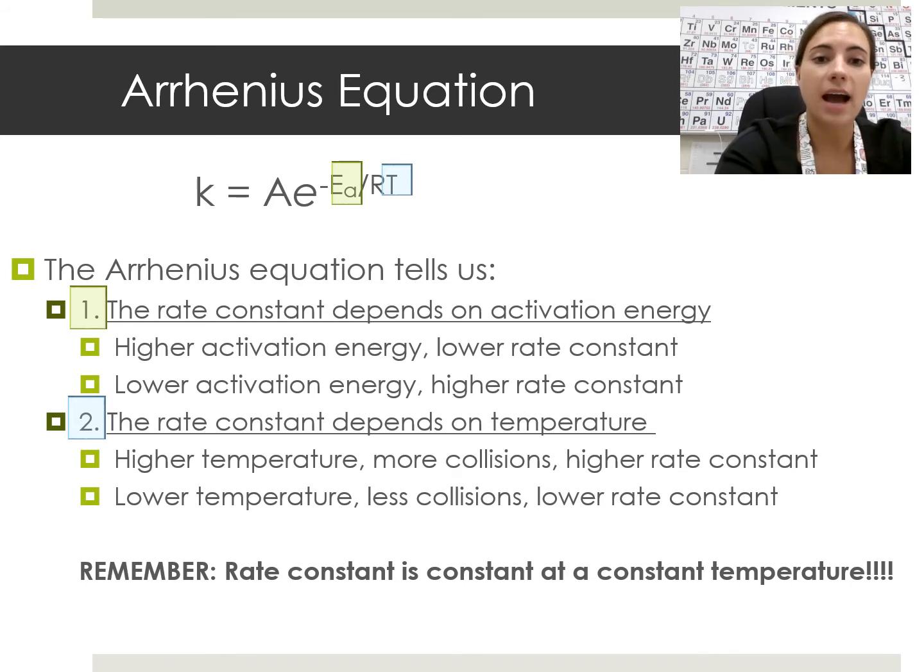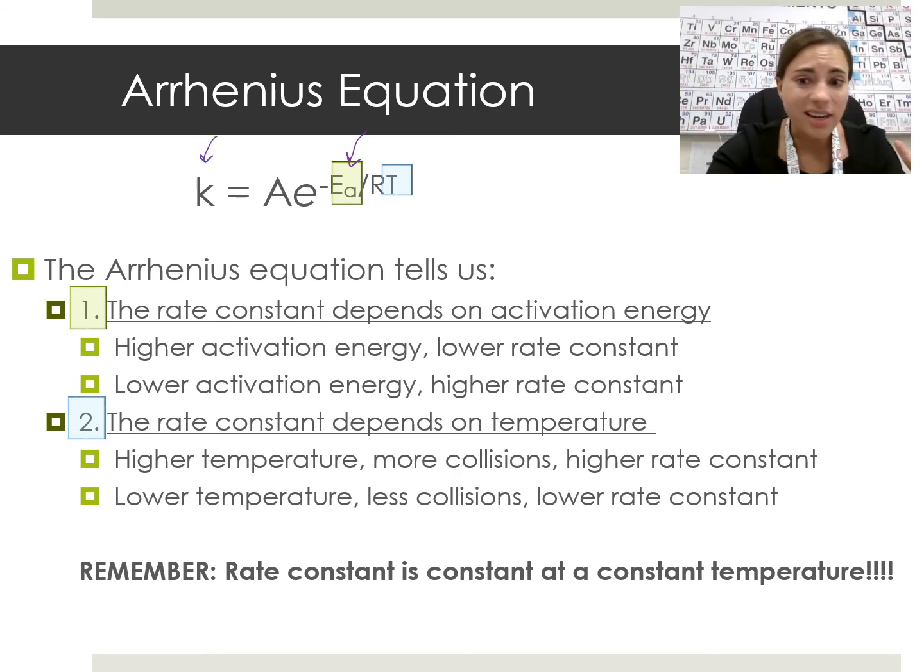If I have a higher activation energy, I'm going to have a lower rate constant. And that makes sense qualitatively, because if my activation energy is really high, my reaction is going to be slower, so I have a lower rate constant. And vice versa. If I have a lower activation energy, I'm going to have a higher rate constant, because it's going to be faster. The second thing the Arrhenius equation tells us is that the rate constant depends on temperature.